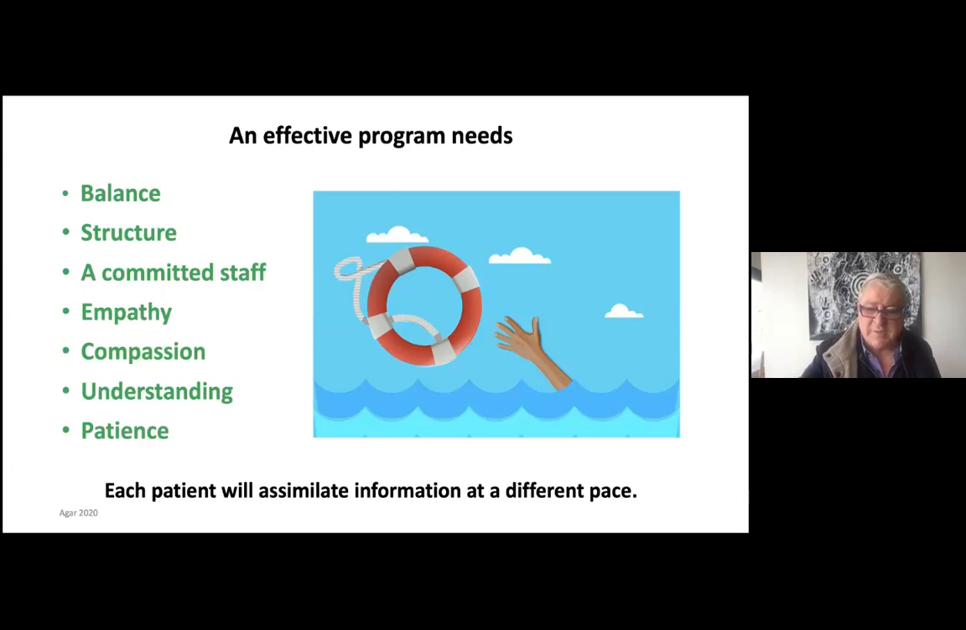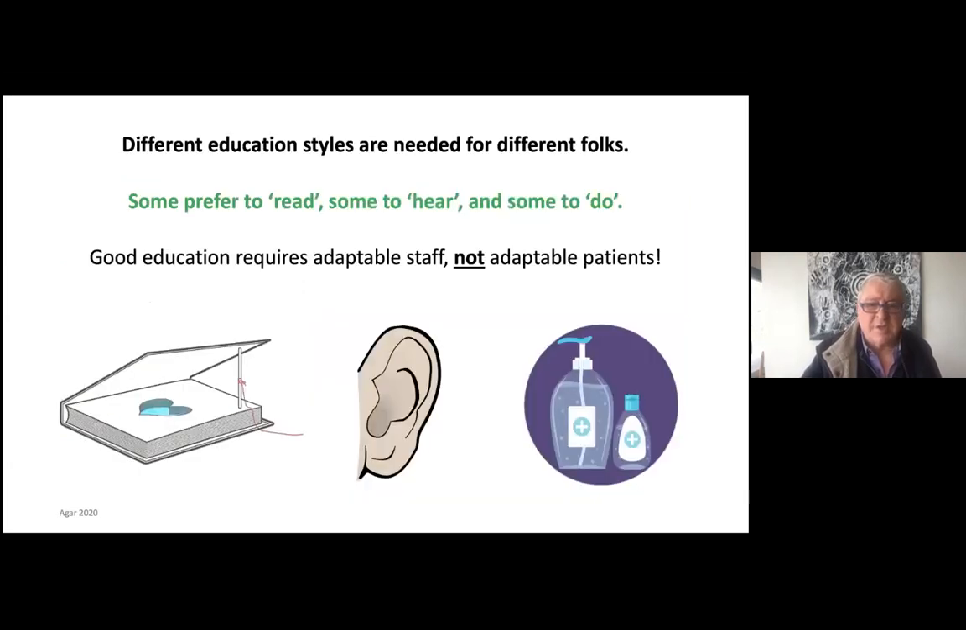Each patient assimilates information at a different rate. We need to understand that different styles of education are needed for different folks. So we have to have our teaching programs for home dialysis structured into read, hear, or do, because some people prefer to read, some prefer to hear, and some prefer to do, or a combination of all three. So good education actually doesn't require an adaptable patient. It requires adaptable staff. And I think that's a message we really hone down on in our unit, that it is the staff that must adapt and not the patient.